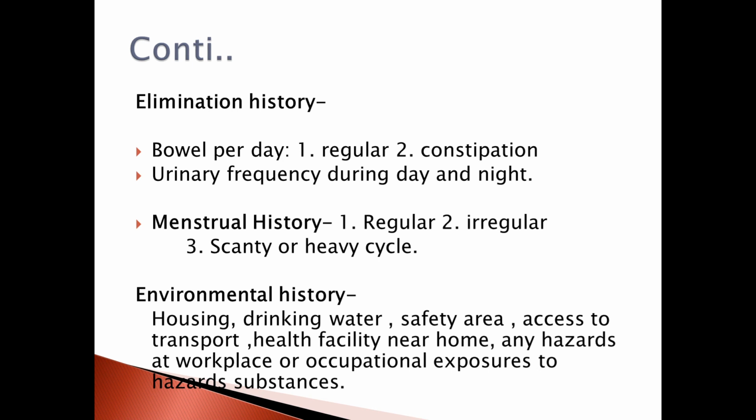Elimination history, which includes bowel per day, how many times, whether he has a regular pattern, constipation, urinary frequency during day and night. Coming to the menstrual history, whether it is regular or irregular, scanty or heavy cycle. Environmental history, which includes the housing, whether it is good, whether drinking water facilities are available, safety of the area, access to transport, health facility near home, any hazards at workplace or occupational exposure to hazardous substances.